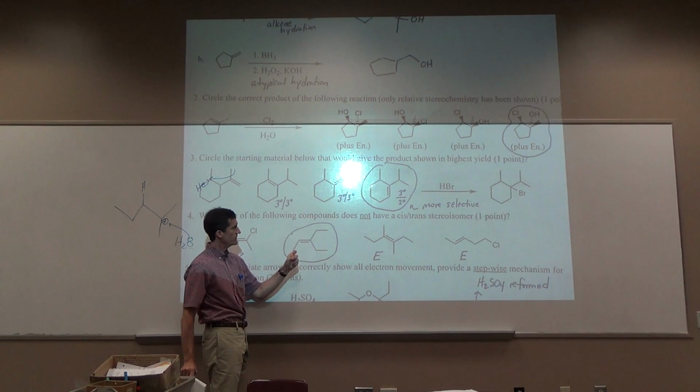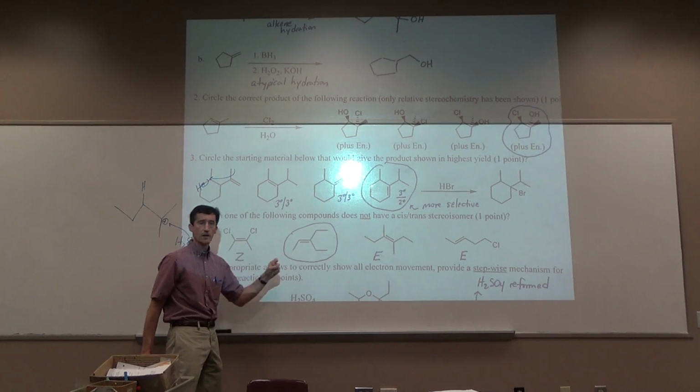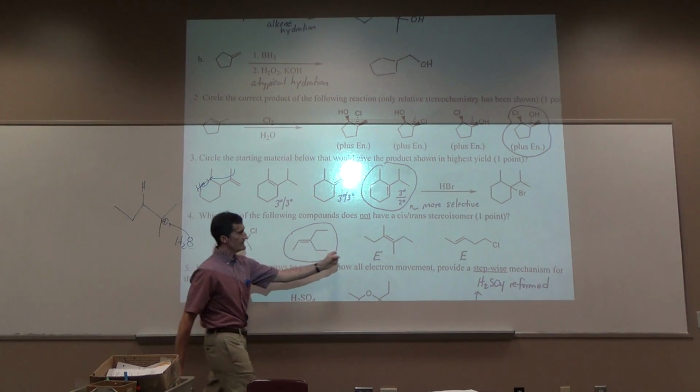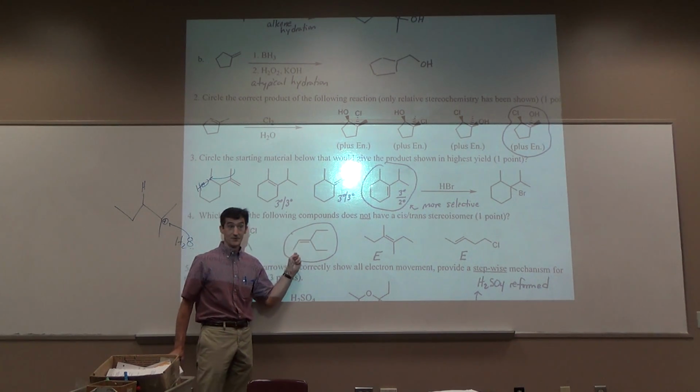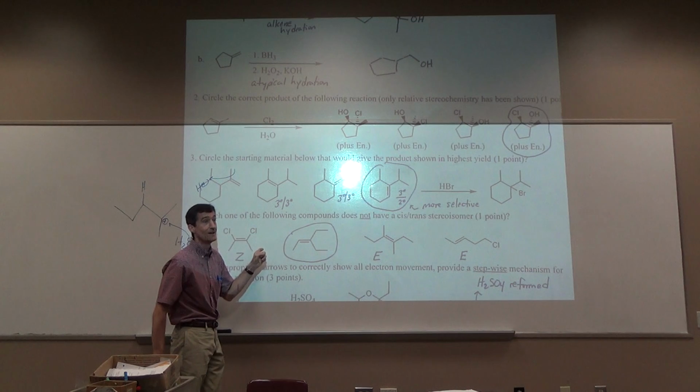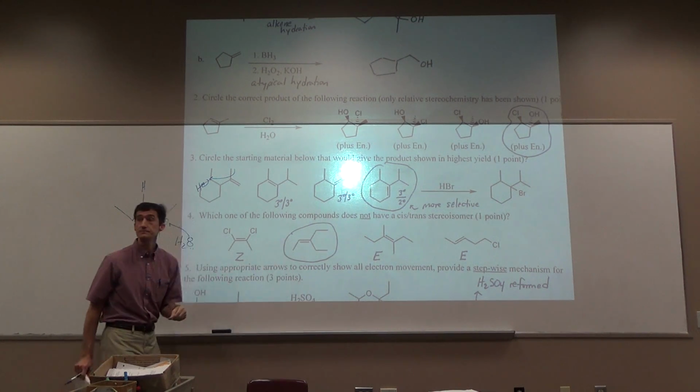Which one doesn't have a stereoisomer? The second one here. That's Z, that's E, that's E. If you try to do Z or E here, you'll have trouble because you can't do it. How do we do on that one?